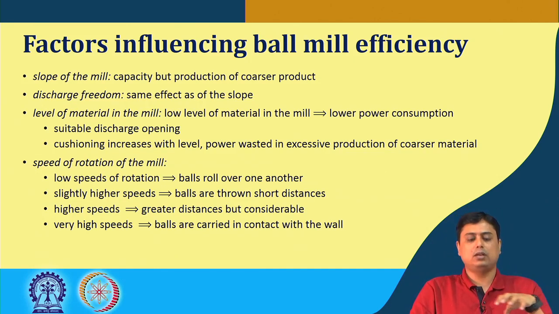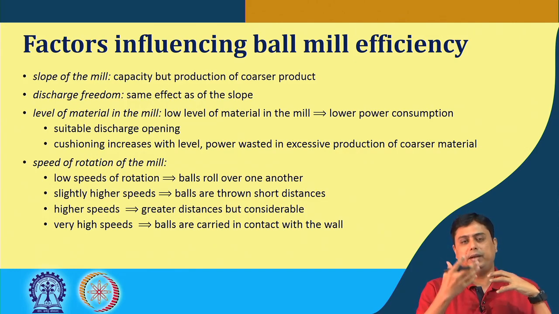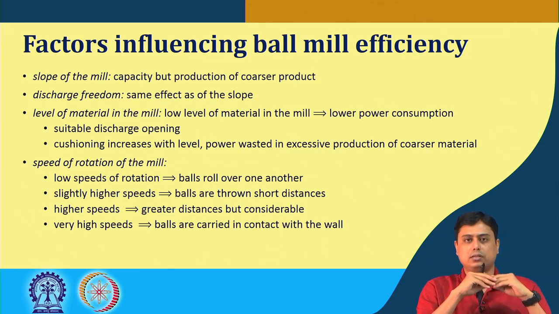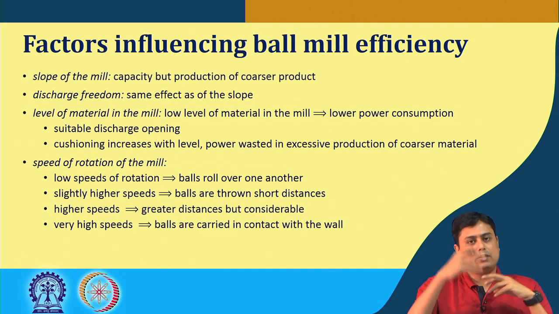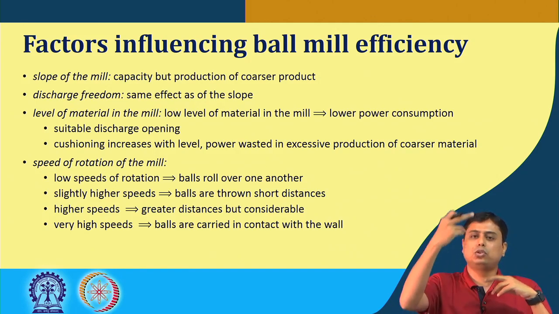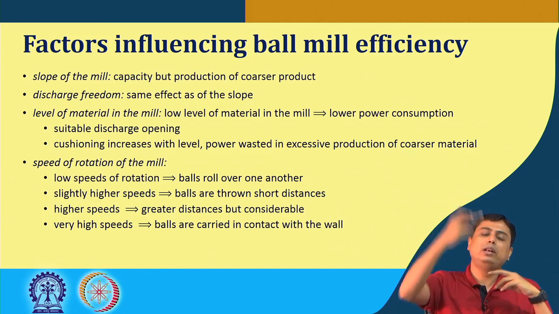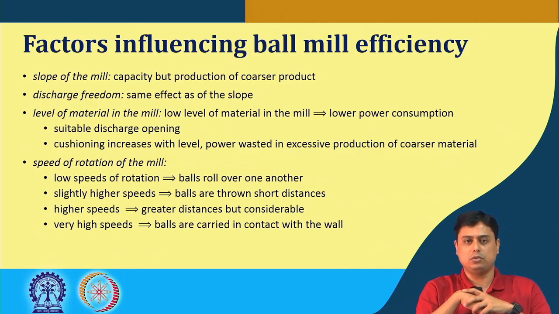So, at low speeds of rotation, balls roll over one another. If you increase the speed a bit higher, the balls are thrown at a short distance. If you increase it to a higher speed, that distance of travel increases. If you increase it to very high speeds, the balls will be in contact with the wall because of the centrifugal motion and the force balance, and will not come down from the uppermost position.